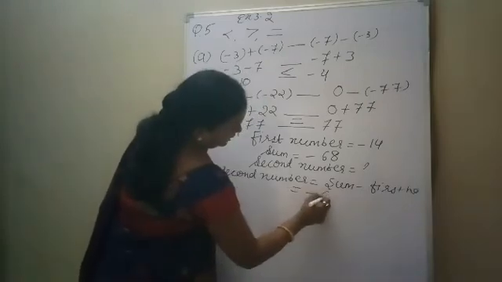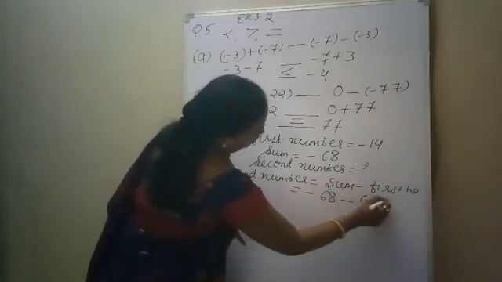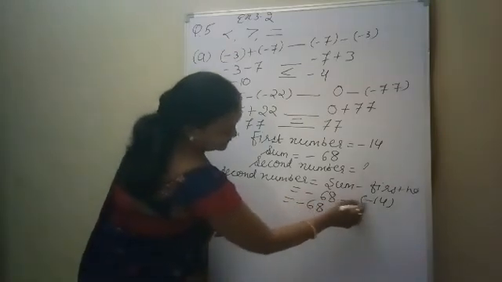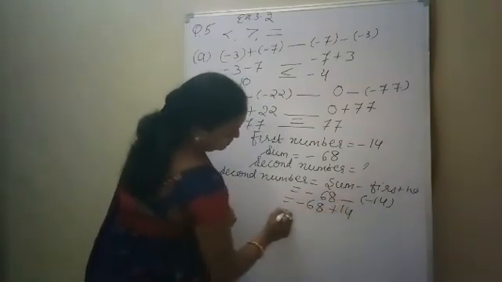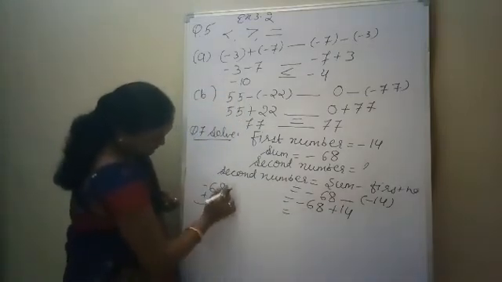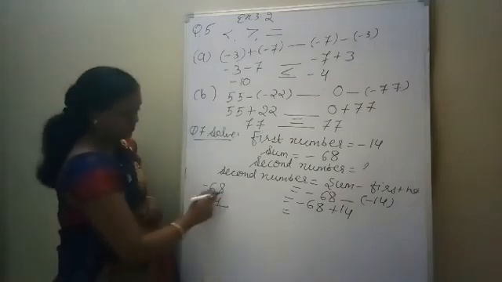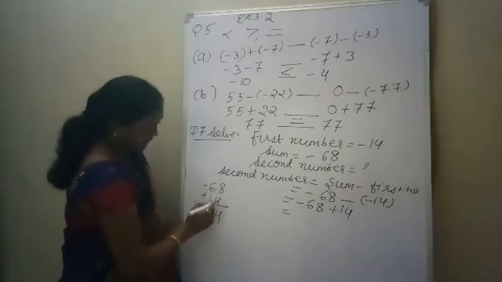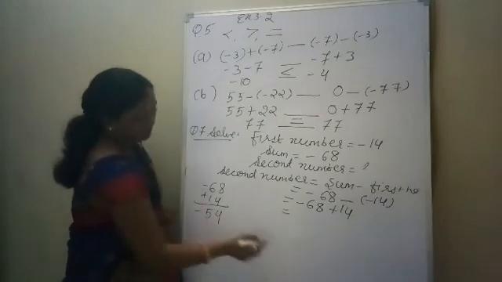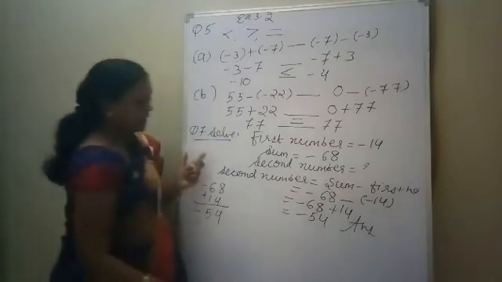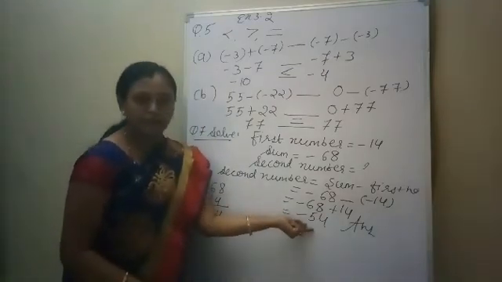So what is the sum? Minus 68 minus of minus 14. This is minus 68, minus and minus, our answer will be plus. Now 68 and 14, what will be the answer? It is a negative and a positive integer, so we will do subtraction. 8 minus 4 is 4, 6 minus 1 is 5, but the bigger number has a negative sign, so our answer will be negative. It means the second number is minus 54.